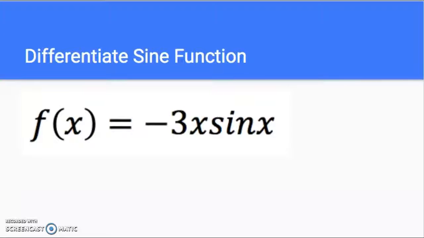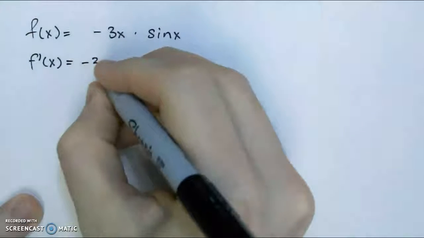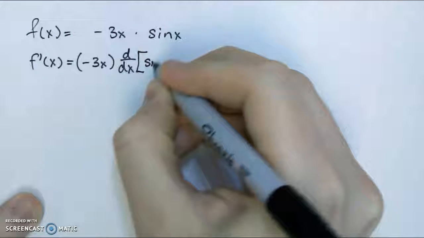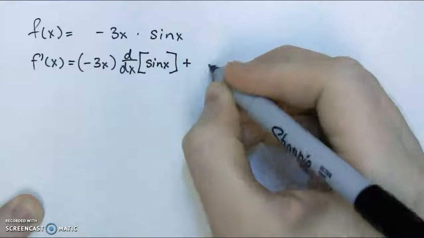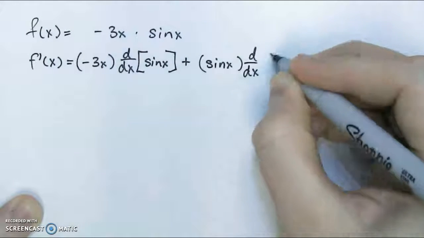So in this first example, we're going to differentiate negative 3x sine x. When you look at this problem, I want you to notice that it is a product. We've got two functions. We've got negative 3x as one function, and we've got sine x as a second function. So we're going to use product rule here, and as we use product rule, we're going to remember how to find the derivative of sine that we just looked at. So our derivative, we're going to leave the first, take the derivative of the second, plus we're going to leave the second, and take the derivative of the first.